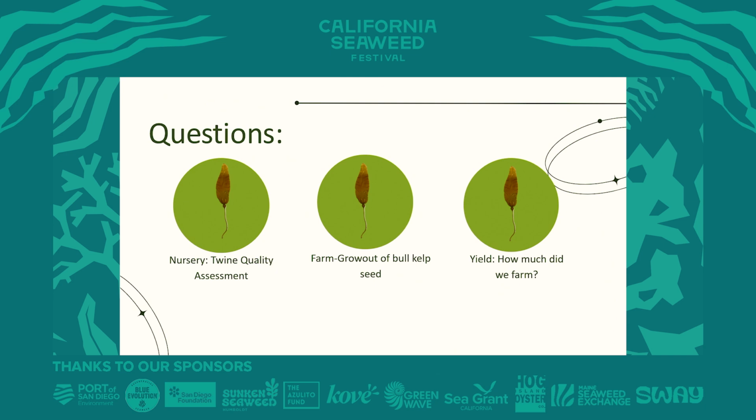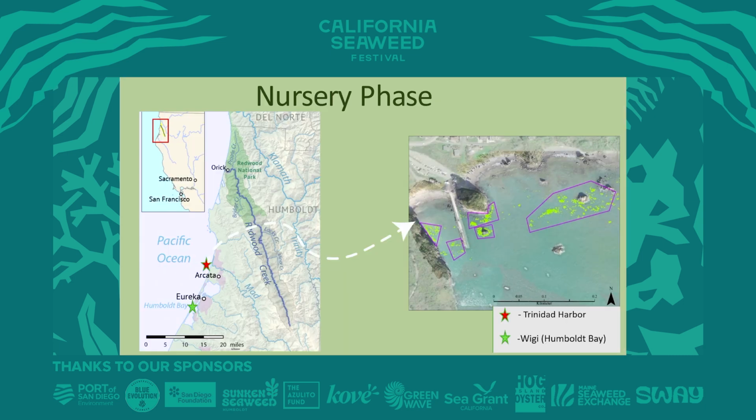As I mentioned, my thesis looked at many aspects of cultivation practices within hatchery and open water, but I do want to give a general layout of our practices, going from a nursery to the farm grow-out of bull kelp, to eventually harvesting the seed that we outplanted from our hatchery. When we're discussing the nursery phase, and I'll go into more detail on what that looks like, we mainly collected our bull kelp from Trinidad Harbor in Trinidad, California.